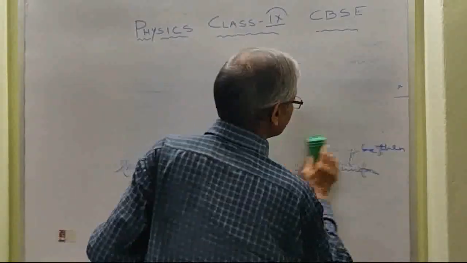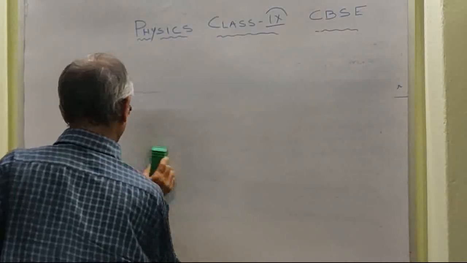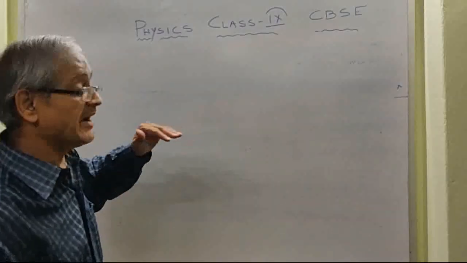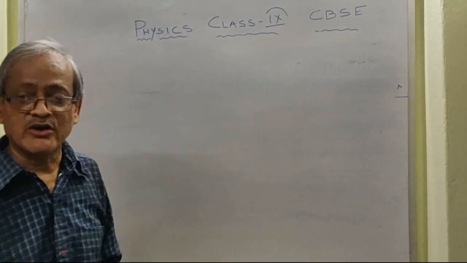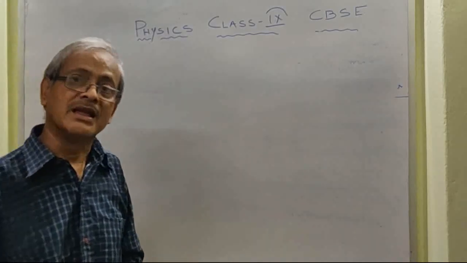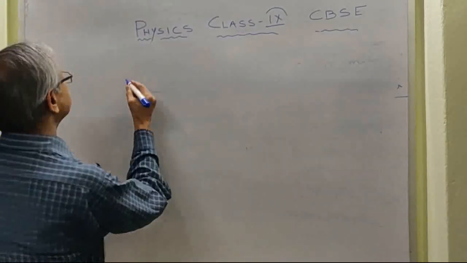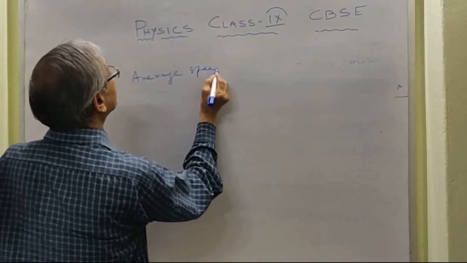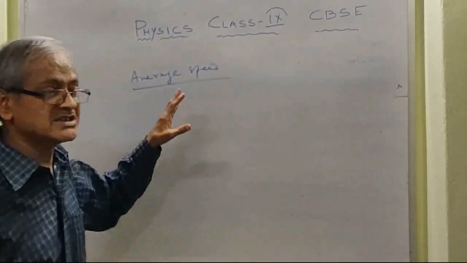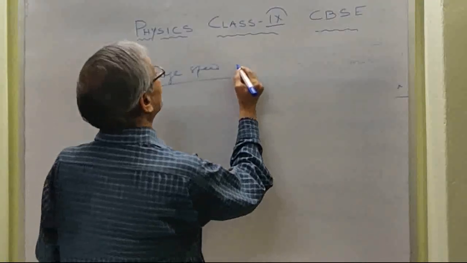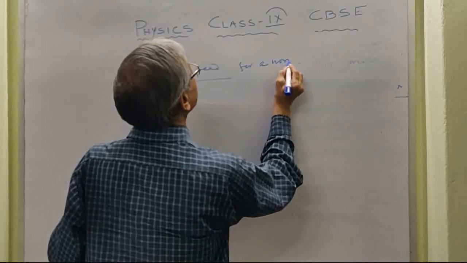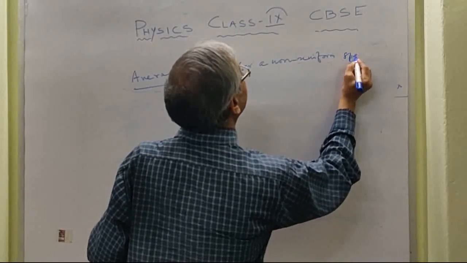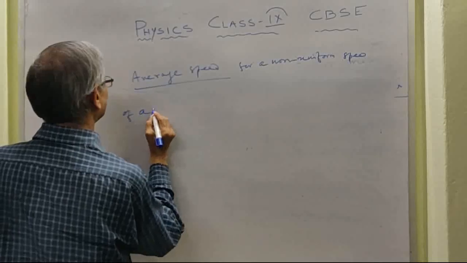In the case of non-uniform velocity, we are required to know about average velocity. Similarly, in the case of non-uniform speed, we know average speed. Average speed and average velocity. Average speed for a non-uniform speed of a moving body.